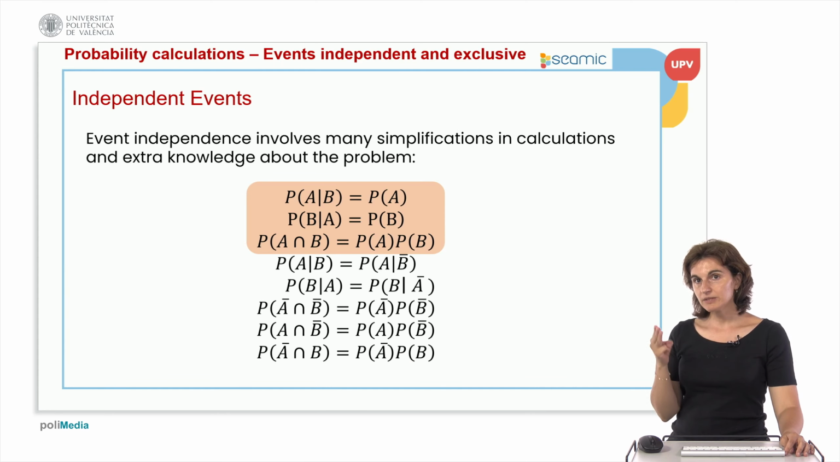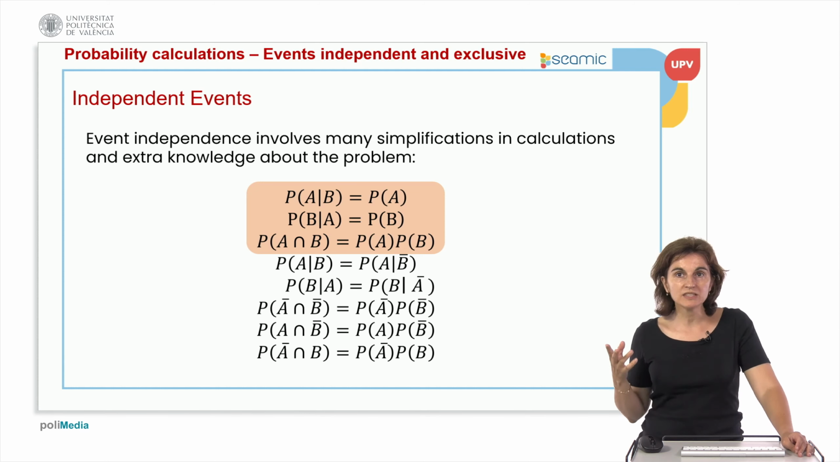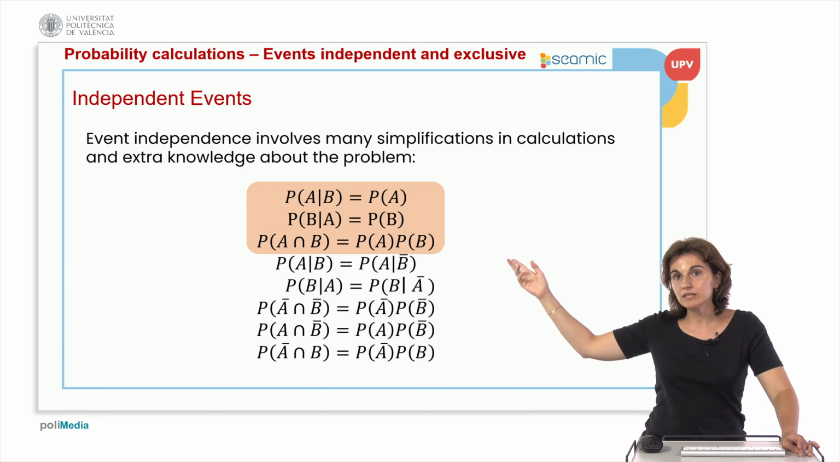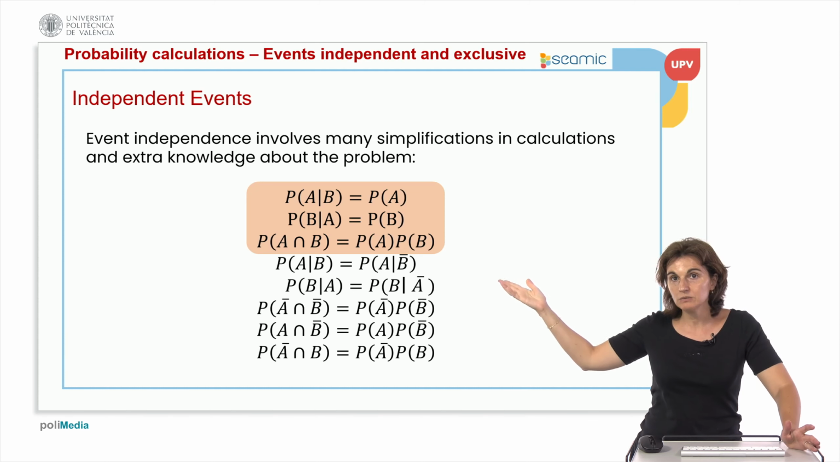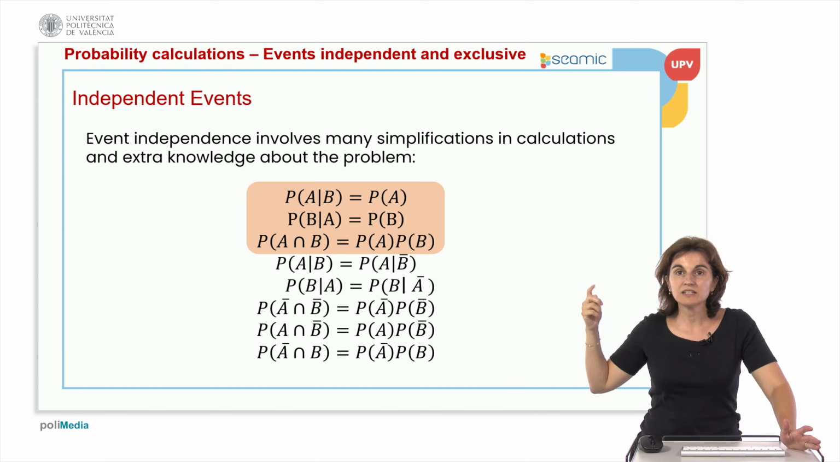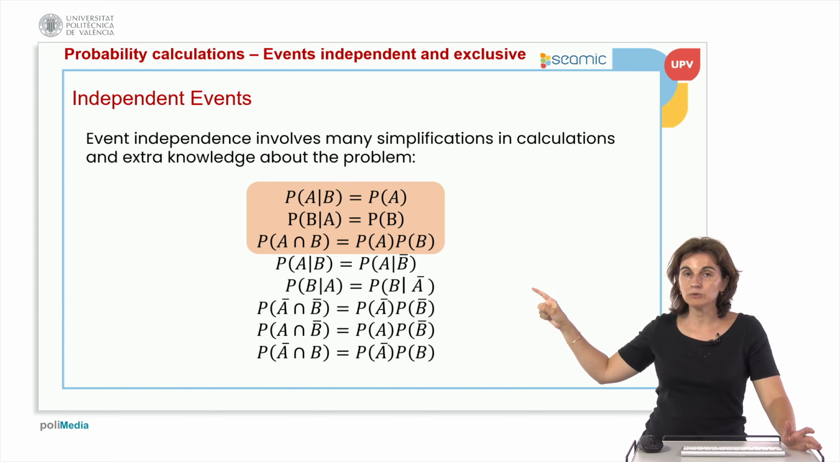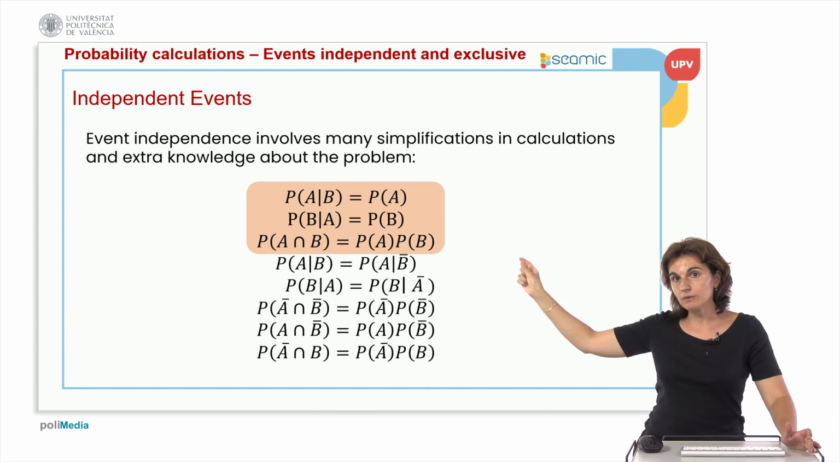So there are three basic rules that I would recommend that you study a lot and try to remember, because it's quite typical that you need to check whether two events are independent or not. The most basic ones are these three. The probability of A given B is the same as the probability of A, which is quite intuitive and easy to remember, and also the idea that the joint probability of A and B equals the product of the marginal probabilities.